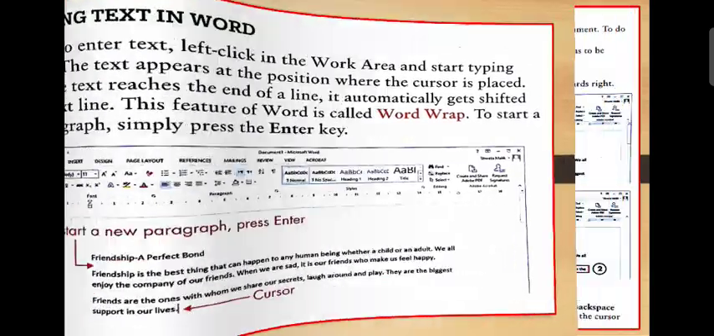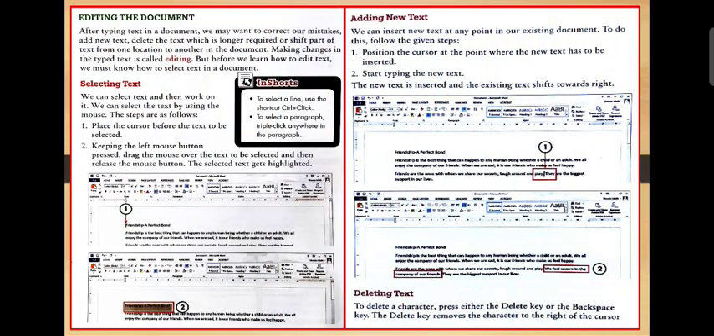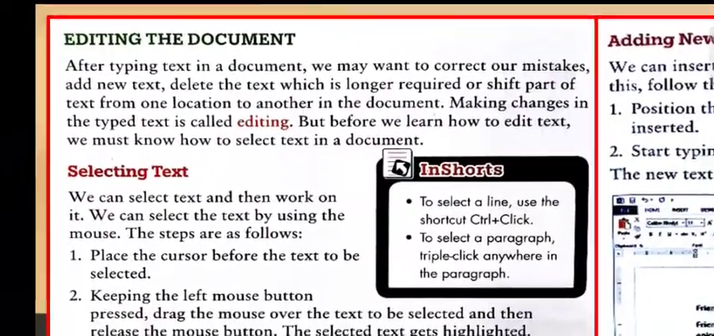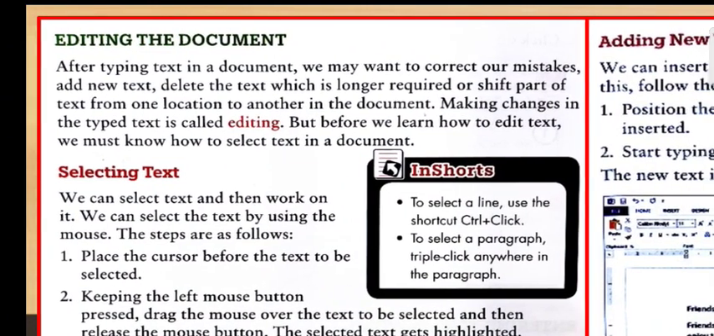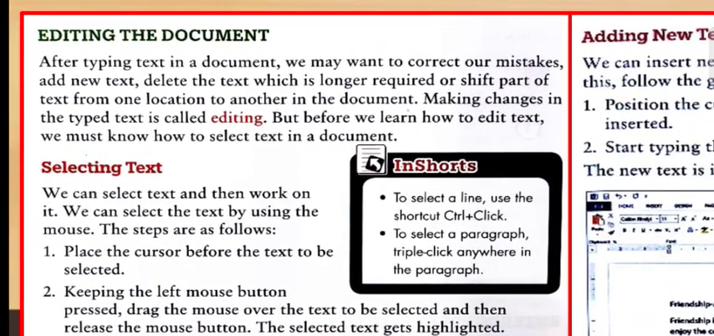Next is editing a document. After typing text in a document, we may want to correct our mistakes, add new text, delete text which is no longer required, or shift part of the text from one location to another location in a document. Making changes in the typed text is called editing.